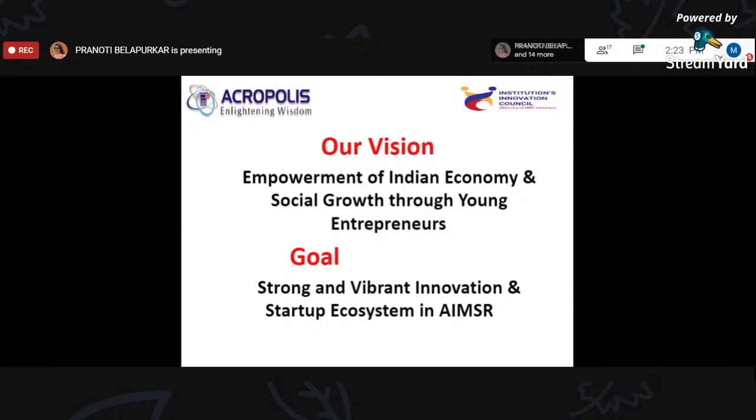So keeping this in mind, the NISP policies, keeping the framework of the IIC under which it is working, AIMSR has our own vision. We envision to empower the Indian economy and social growth through young entrepreneurs. So this is the vision for NISP and IIC at AIMSR, and our goal is to create a strong and vibrant innovation and startup ecosystem at AIMSR. I'm sure that NISP guidelines and the framework will certainly help us to achieve this.